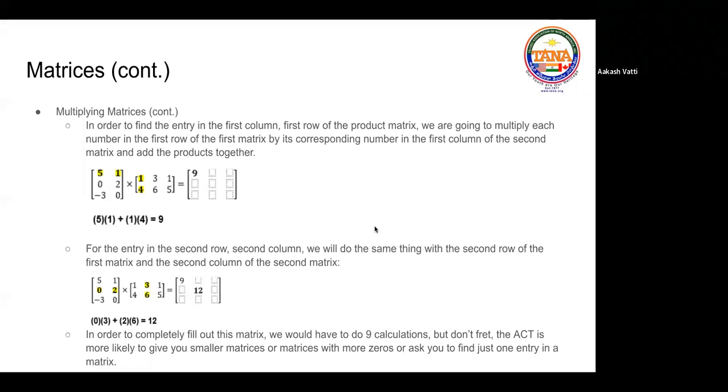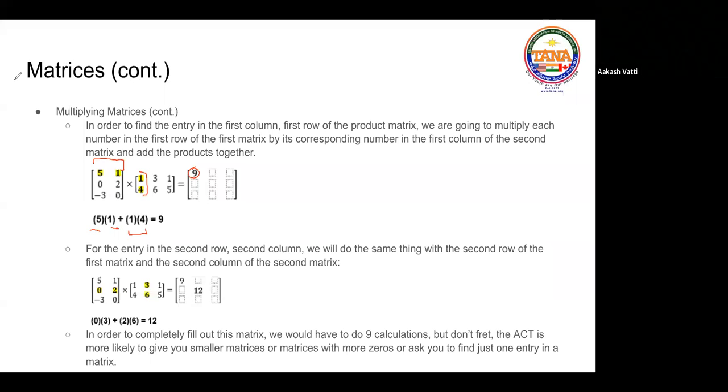So, matrix multiplication continued. In order to find the entry in the first column, first row of the product matrix, we have to multiply each number in the first row of the first matrix by its corresponding number in the first column of the second matrix and add the products together. So for this section of the matrix right here, you have to do 5 times 1, because that's the 2 right here, plus 4 times 1 here to get this one spot.